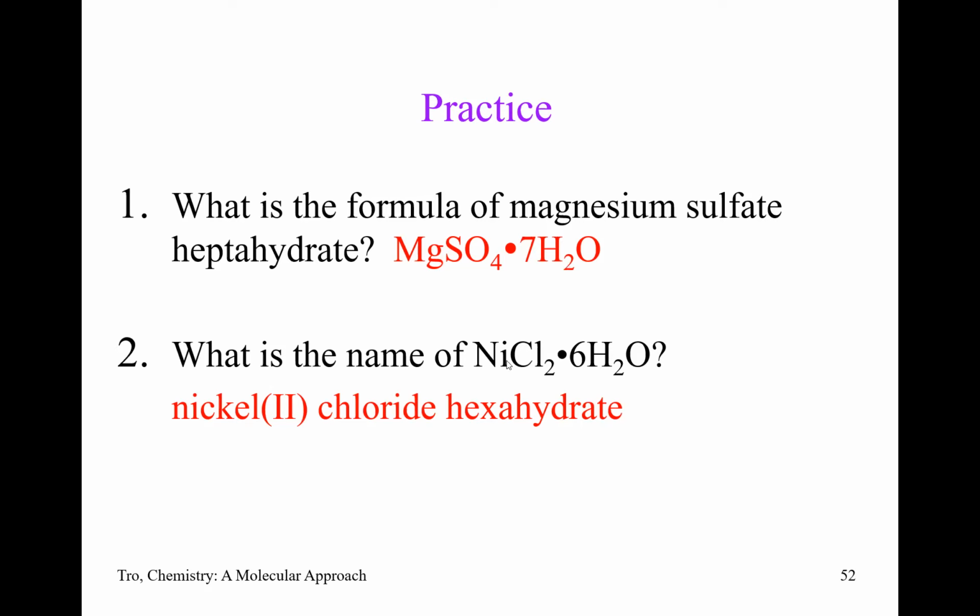Then this one's doing nickel chloride. So the chlorines have a fixed charge of -1. There's 2 of them. The thing is neutral, so it must be nickel 2. And then hexa means 6, so 6 waters. And they put this little dot here to show you that it's not bound to it, that it's one of these hydrate things.